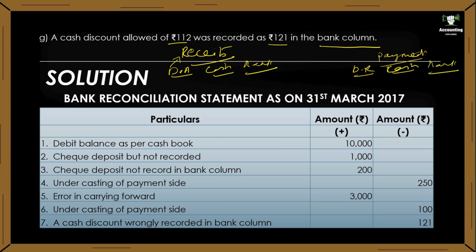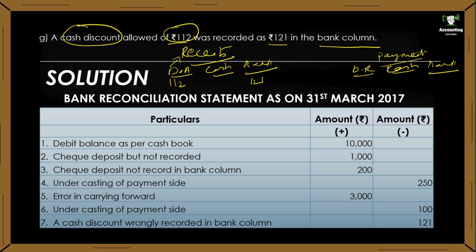Now this 112 cash discount received, 112 is written on the bank column of the cash book on the receipt side, which is wrong. First, you have to remember that this discount, cash discount or trade discount, does not take into account cash or bank transactions. It is neither a cash transaction nor a bank transaction. So we should not take the discount to the cash column or the bank column. Okay. So this total thing is a mistake.